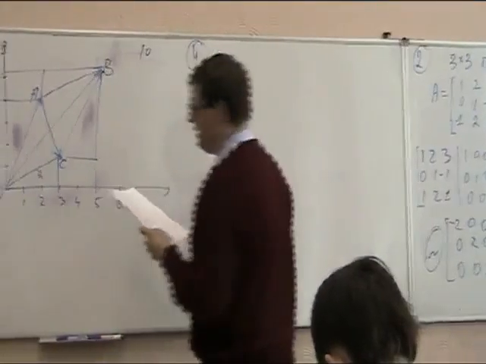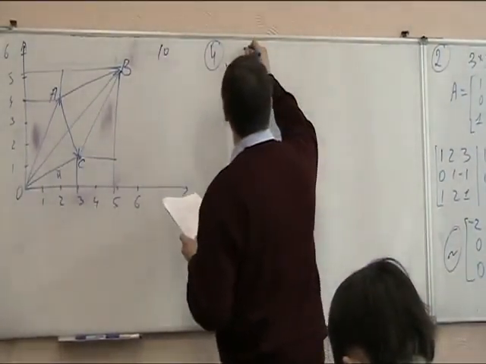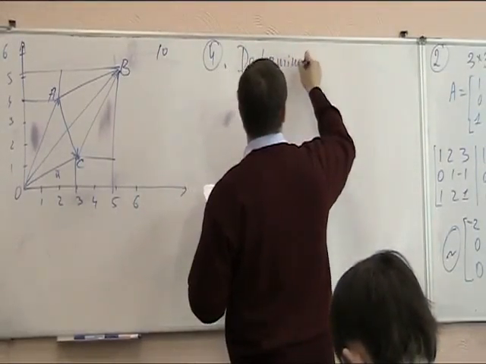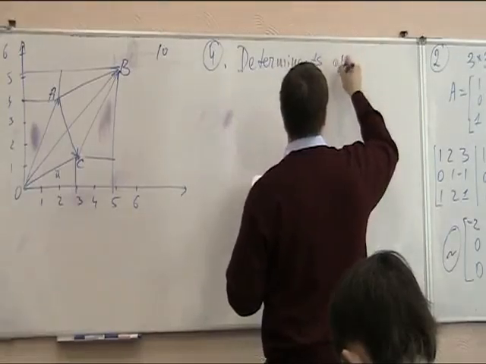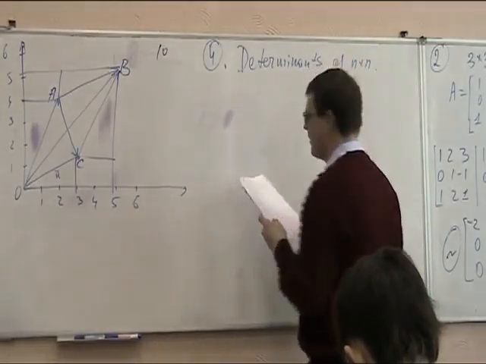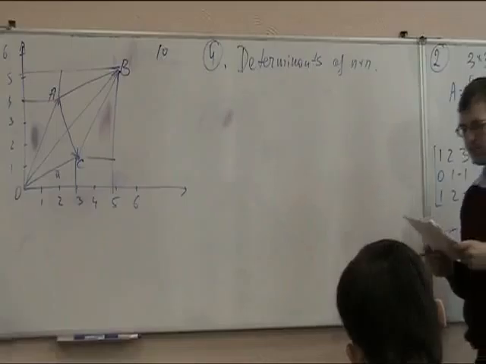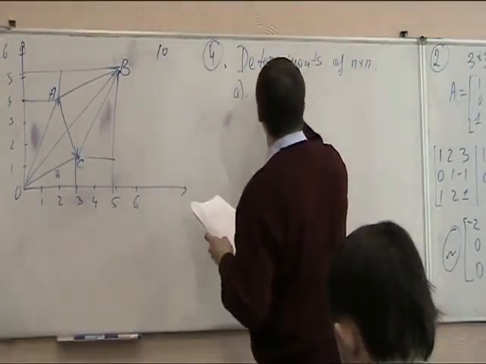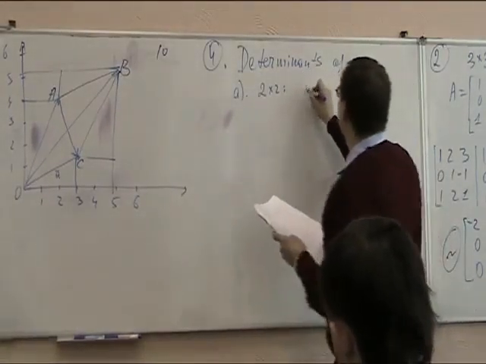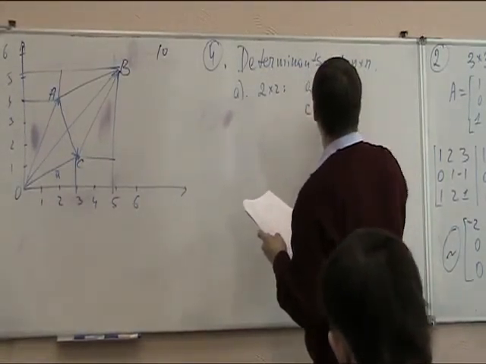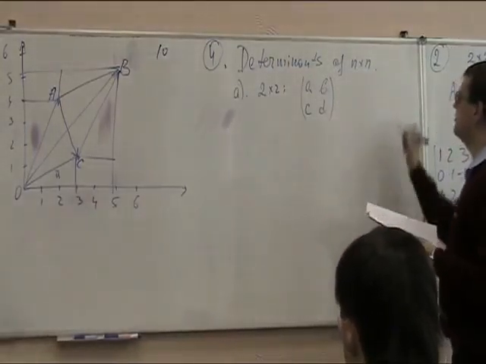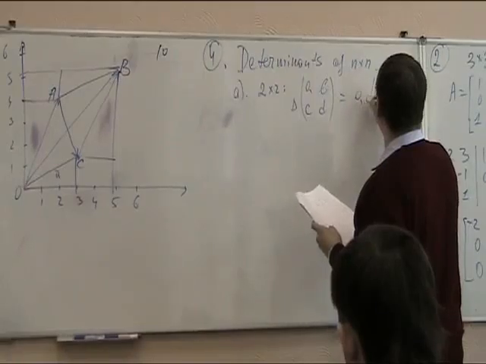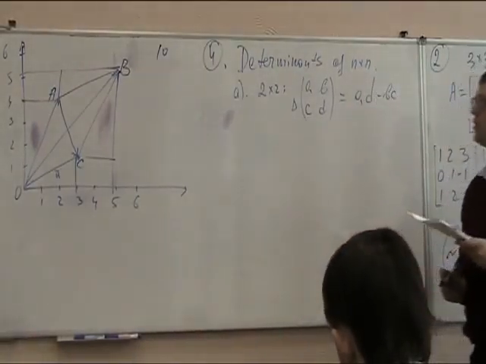Step 4. Determinants of n by n. First we start with the simple matrix, which is 2 by 2, and the matrix is A, B, C, and D. So the determinant of that is going to be AD minus BC, and we all know that.